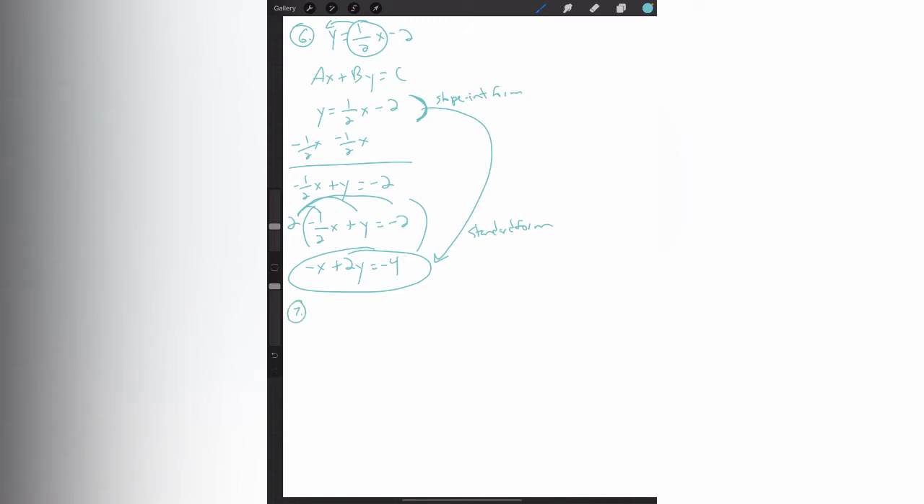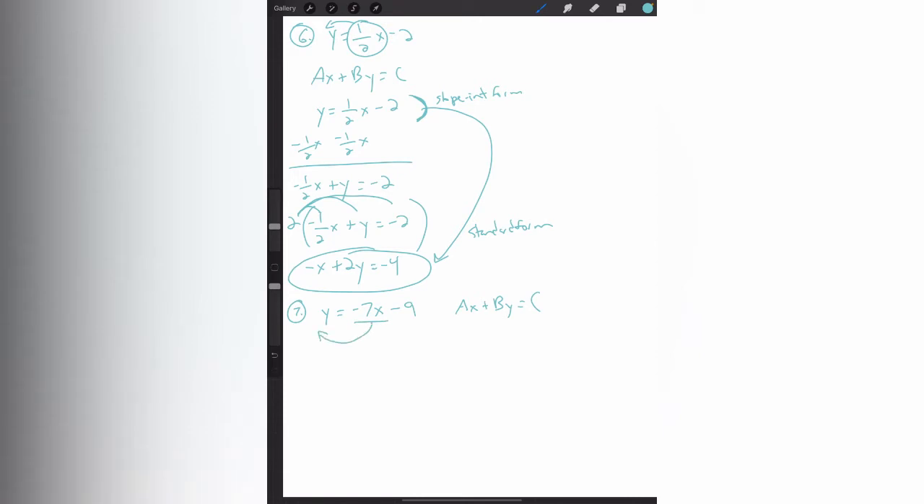Awesome. Number 7. y is equal to -7x minus 9. Now this is slope-intercept form. I want to turn it to standard form. Remember, standard form was ax plus by is equal to c.